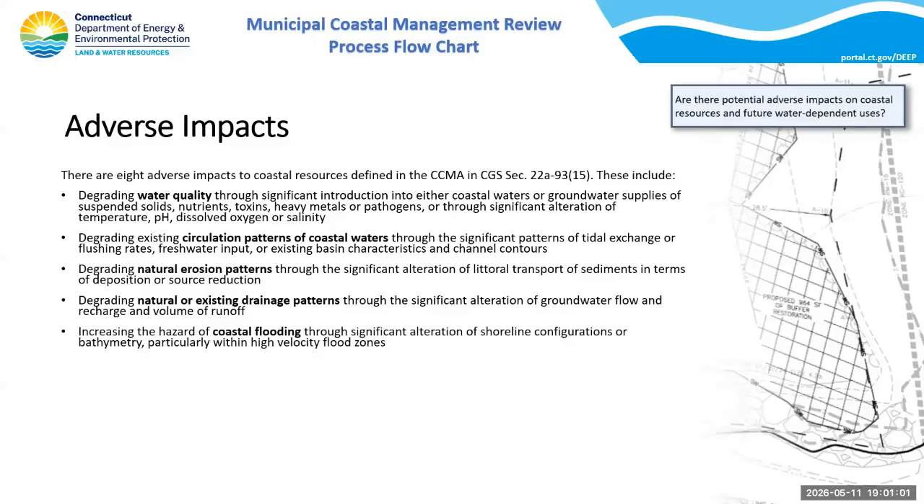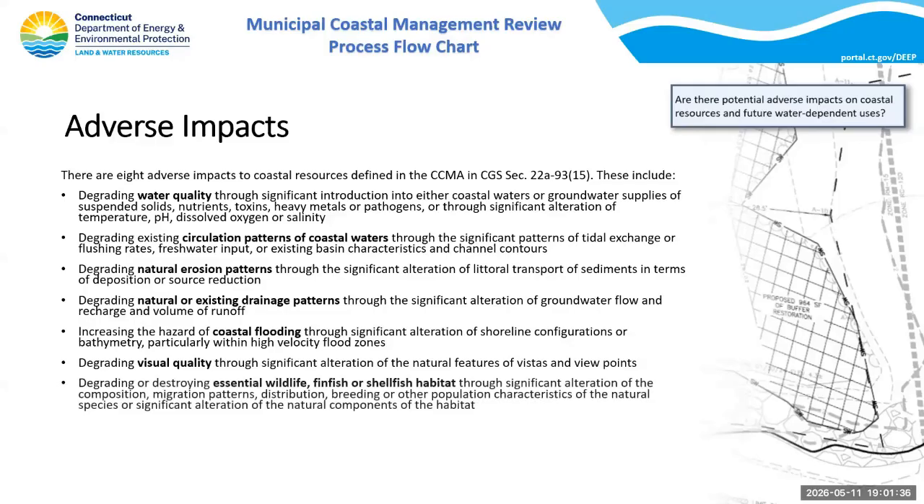There's increasing the hazard of coastal flooding through significant alteration of the shoreline configuration, bathymetry, particularly within high velocity flood zones. Those are your coastal A and B zones. There's degrading visual quality through significant alteration of the natural features of vistas and viewpoints. When the CCMA talks about visual quality, that's from the public trust area or publicly accessible areas. So that's not my neighbor put in a dock and it's affecting my view. It's only from the publicly accessible areas that visual quality is measured.